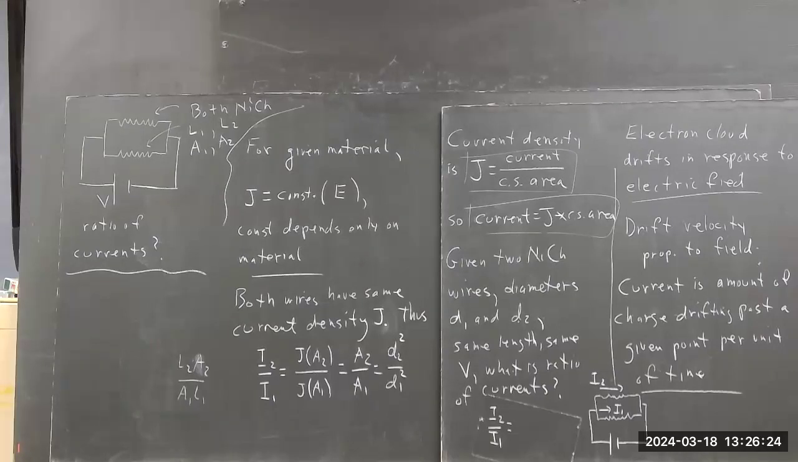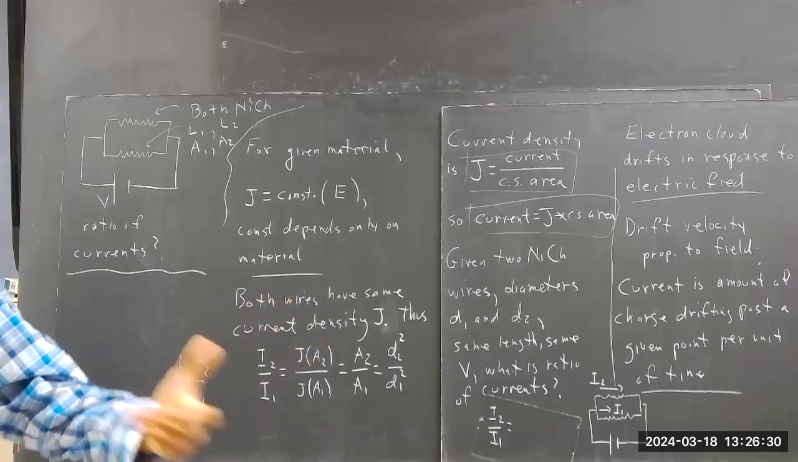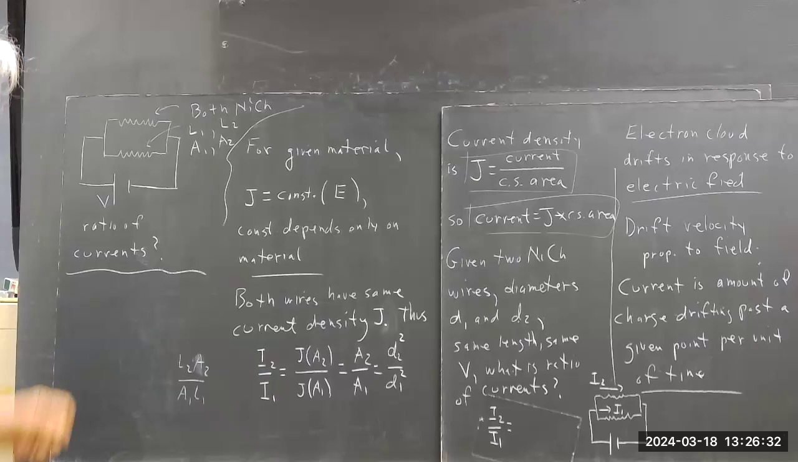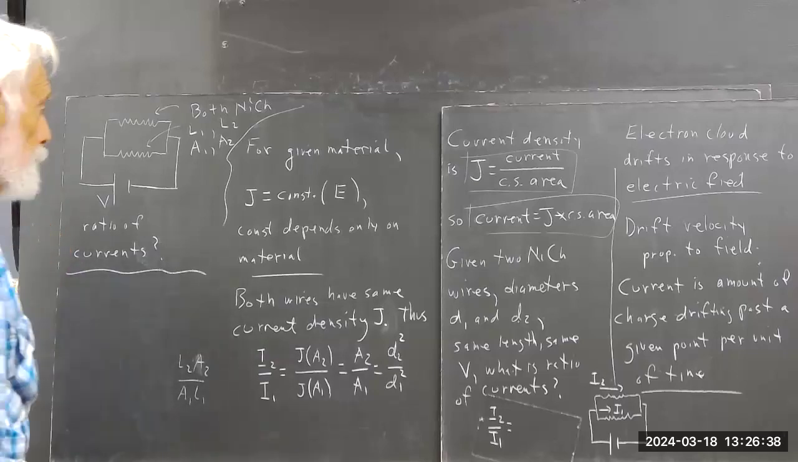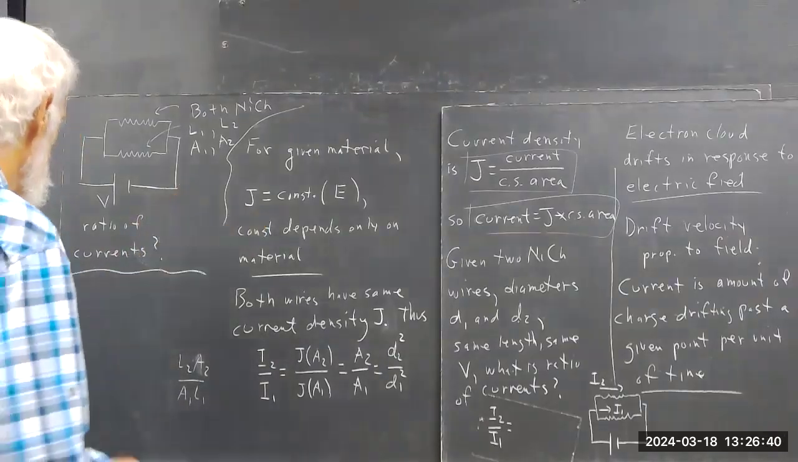Okay, we have this conjecture from somebody who's usually right, and everybody seems to agree. So let's see if it works out. If we want to get the ratio of the currents, we want to go back to current density.